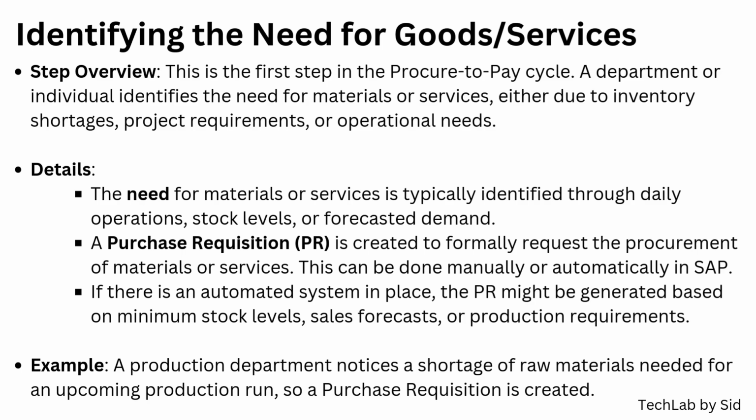The first step in the P2P cycle is identifying the need for goods or services, typically due to inventory shortages, project requirements, or operational needs. This need can be detected through daily operations, stock levels, or demand forecasts. A purchase requisition, PR, is then created to formally request the materials or services needed.